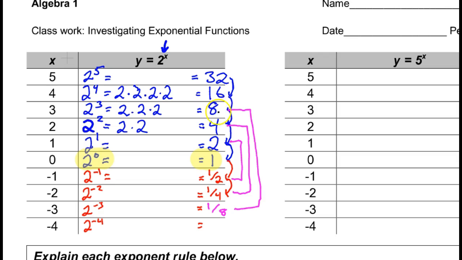8 over what? 8 over 1. So to the positive 3 is 8 over 1. To the negative 3 is 1 over 8. So you can look at positive and negative exponents as reciprocals of one another. It flips the answer there. So the positive and negative is like a reciprocal.